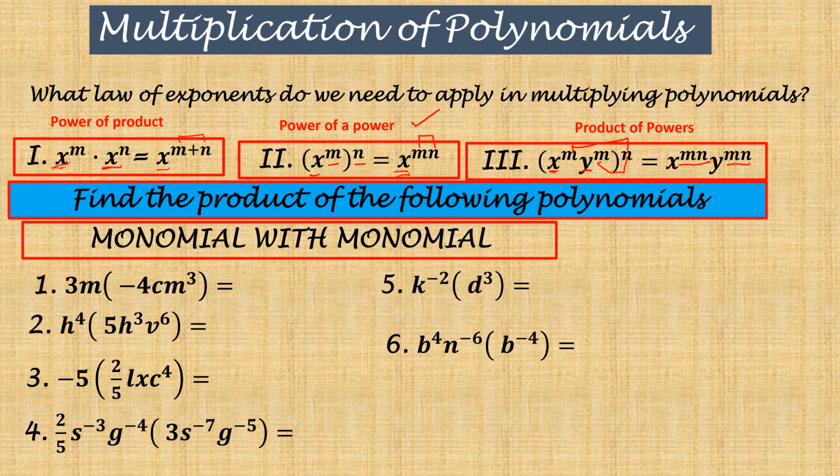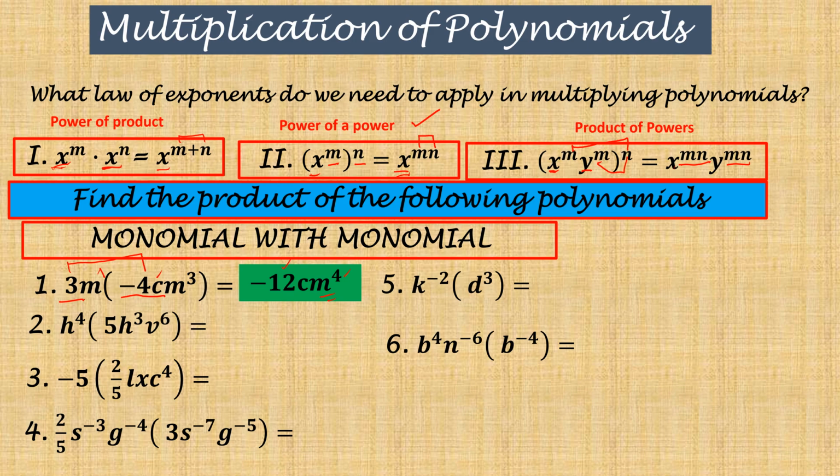Let us start with a monomial multiplied by another monomial. As you have seen, the monomial 3m will be multiplied to the monomial negative 4cm cubed. Since we are talking about product, we simply multiply both the constants and then apply the needed law of exponents. So 3 times negative 4 will give you negative 12, while the m cubed and the m, understood that there is a 1 there, will be added, so that is m to the power of 4, and we just copy the c there. So that is now the product in number 1.